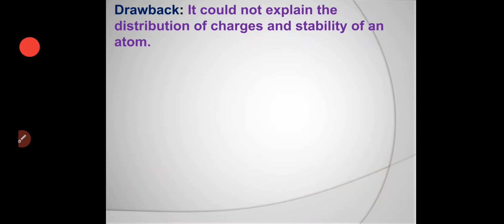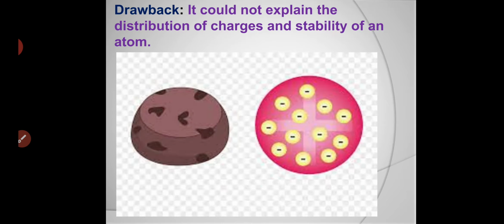So Thomson's model failed to explain the arrangement of protons and electrons, or positive charge and negative charge. Let us see what the drawback of J.J. Thomson is: it could not explain the distribution of charges and the stability of an atom, meaning why the atom is stable. He can't explain that. Yes, so this is the plum model or cake model. He explained that the whole atom is positive charge and the negative charges are present somewhere.